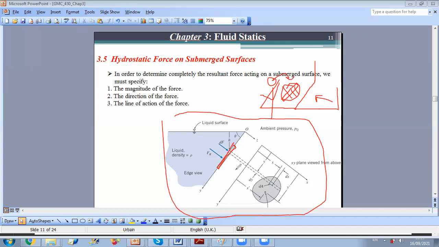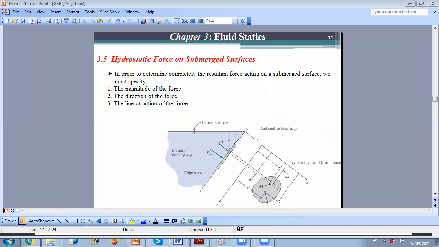Now let us do the analysis. What is happening between the flow and the surface? At any point of the surface, I have a pressure. Okay, and this pressure is increasing with depth. Meaning the deeper I go, the more the pressure will increase.